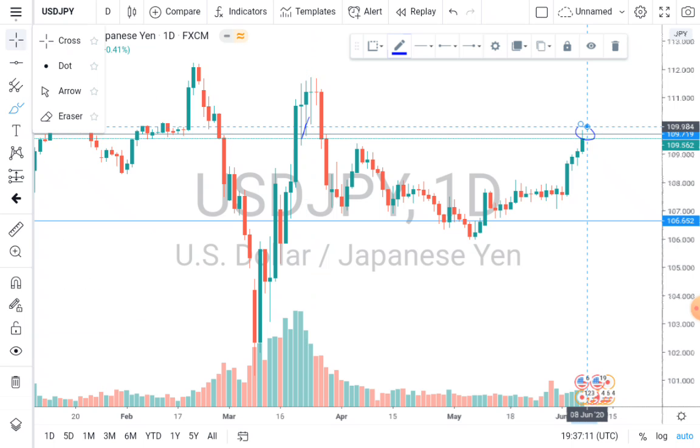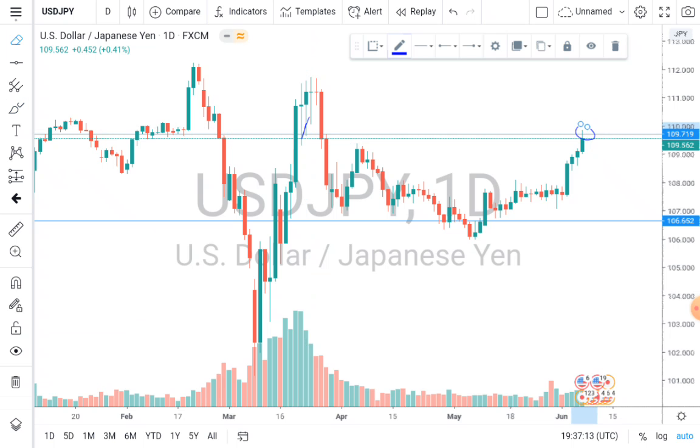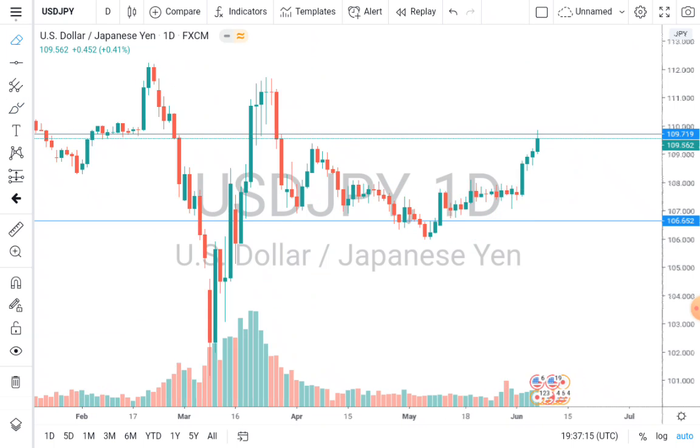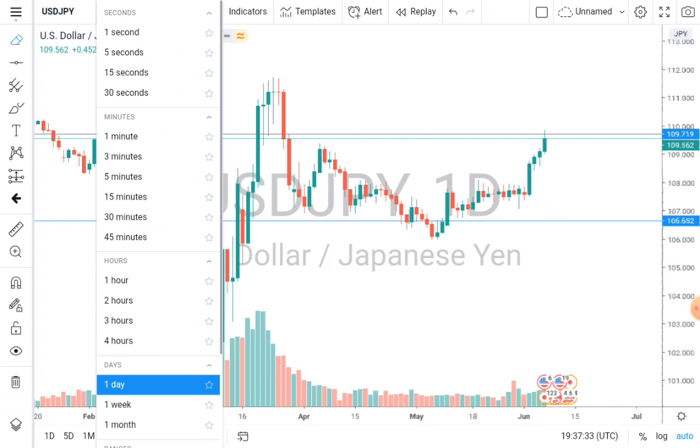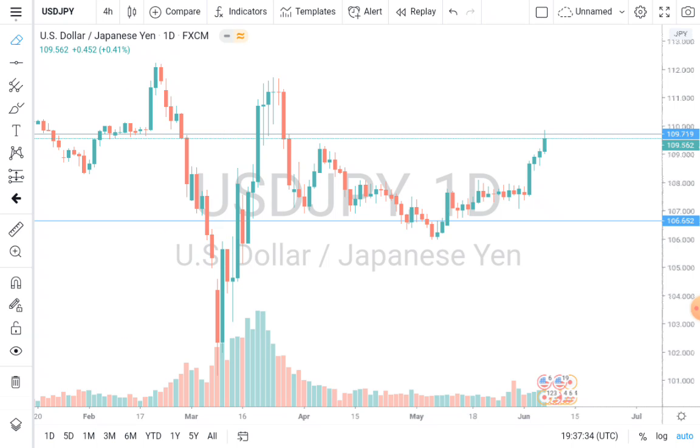So what you do now is look for what we call an entry point, a confirmation that the market is really going to sell. Already we see the price is at the major resistance, but we don't have a confirmation yet. So you go to H4 to see if it's still respecting that level.